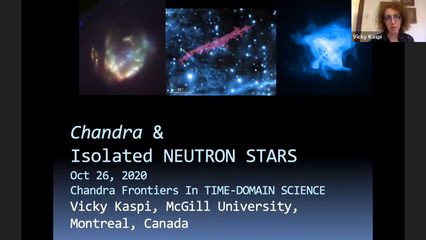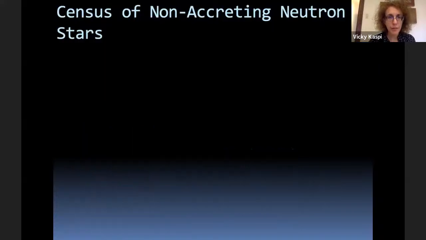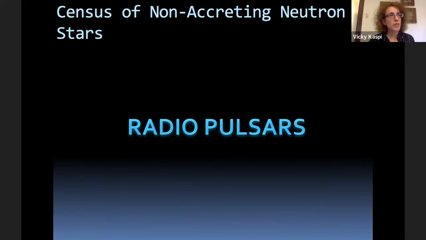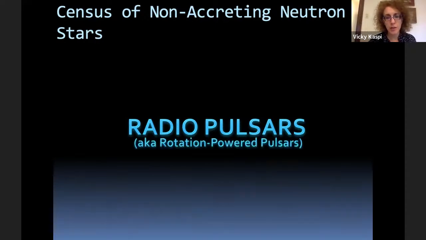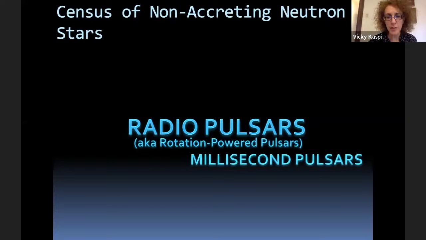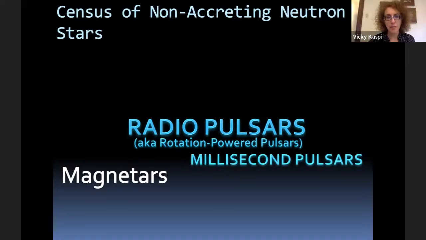It's my pleasure to be here talking about isolated neutron stars. So one can do a census of non-accreting neutron stars, which is what I take to mean by isolated neutron stars. And one, of course, starts with the first, arguably the first discovered class of radio pulsars, which are also known as rotation-powered pulsars. Of those, there's a subclass, the millisecond pulsars, which are the fastest rotating ones, almost certainly spun up by accretion from a binary companion. So they're not really isolated, but there are isolated millisecond pulsars.